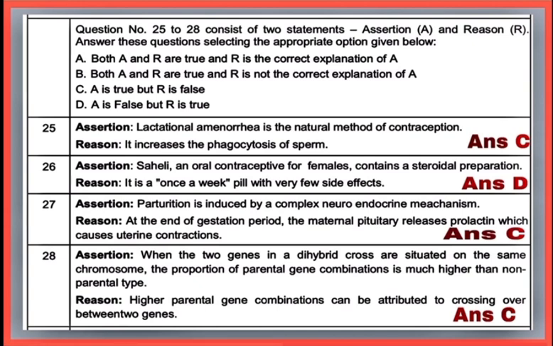Question 28. Assertion: when the two genes in a dihybrid cross are situated on the same chromosome, the proportion of parental gene combination is much higher than non-parental type. This is true. See the reason: higher parental gene combinations can be attributed to crossing over between two genes. This is false. It is because of linkage that the proportion of parental gene combination is more than recombinant type. So correct answer is option C. A is true but R is false.